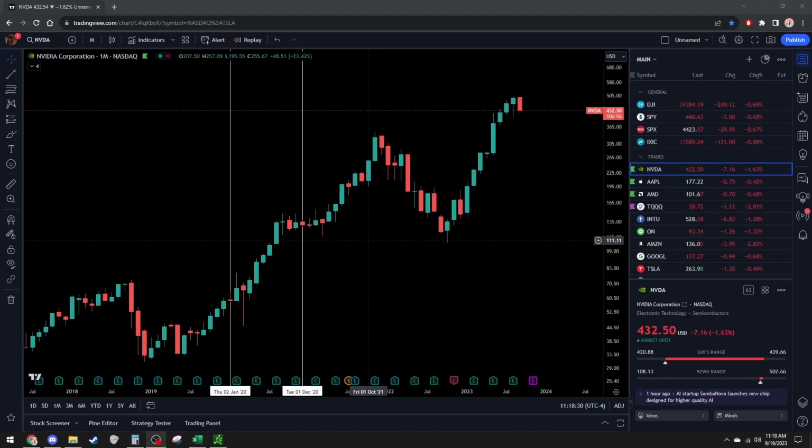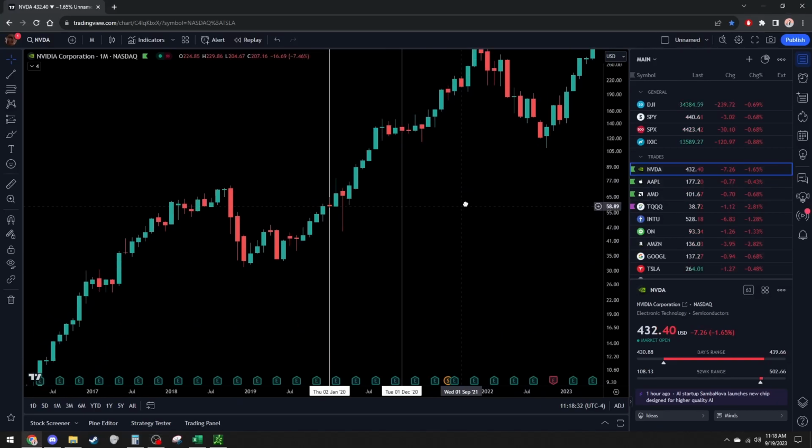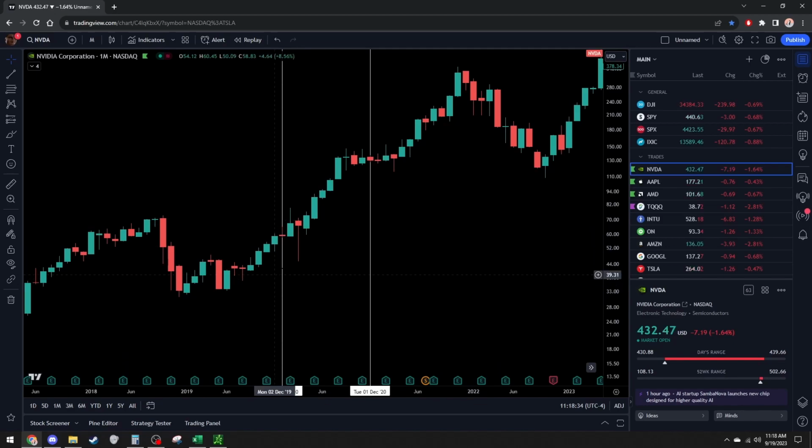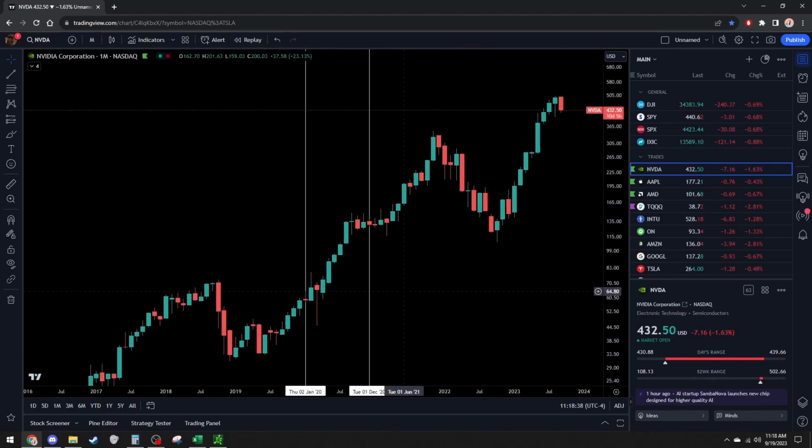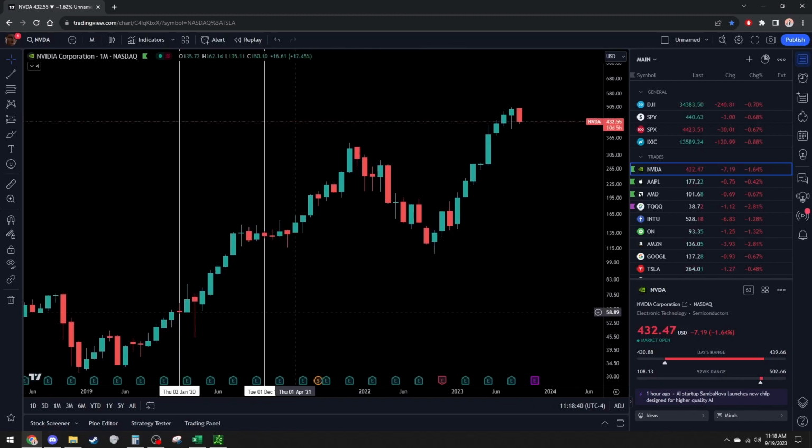Hi everyone. Today we're going to backtest NVIDIA. We're going to pick 2020 as our test year, and we're going to see how it performs. And this is a good insight into how I backtest my strategies.